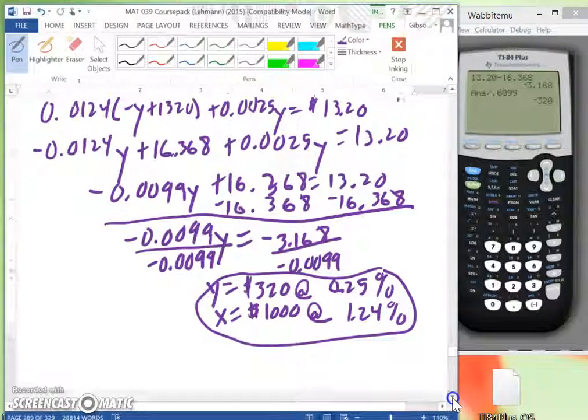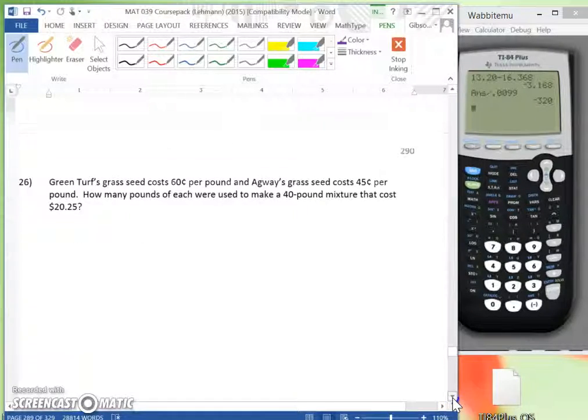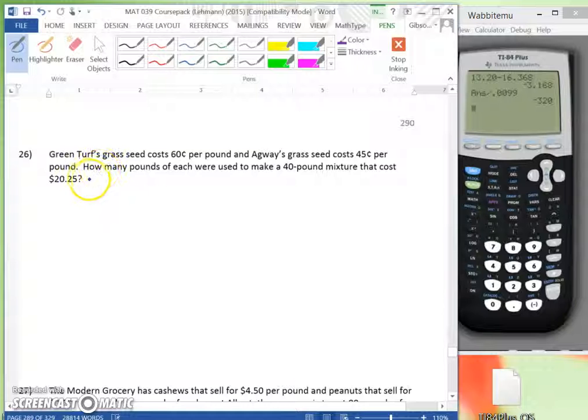Now, scroll here to problem 26. It says Green Turf's grass seed costs 60 cents per pound, and Agway's grass seed costs 45 cents per pound. How many pounds of each were used to make a 40-pound mixture that cost $20.25? So what you would have to do is take Green Turf's plus Agway's, and that would equal 40 pounds. Because when you add those two together, that would be the poundage.